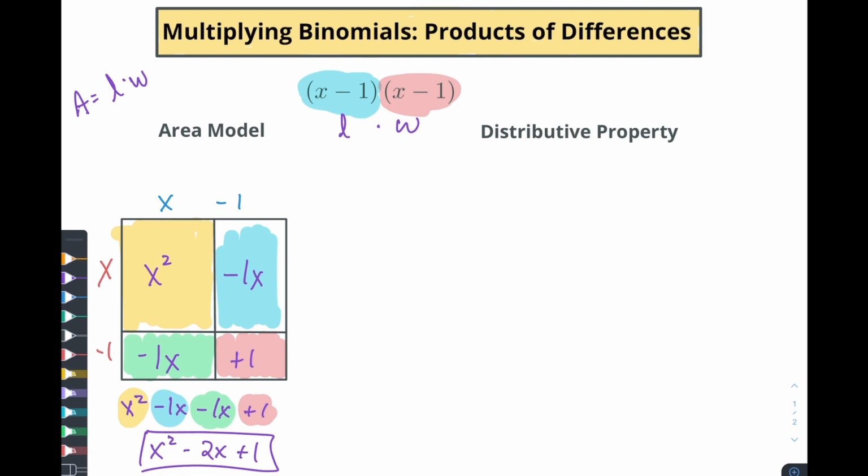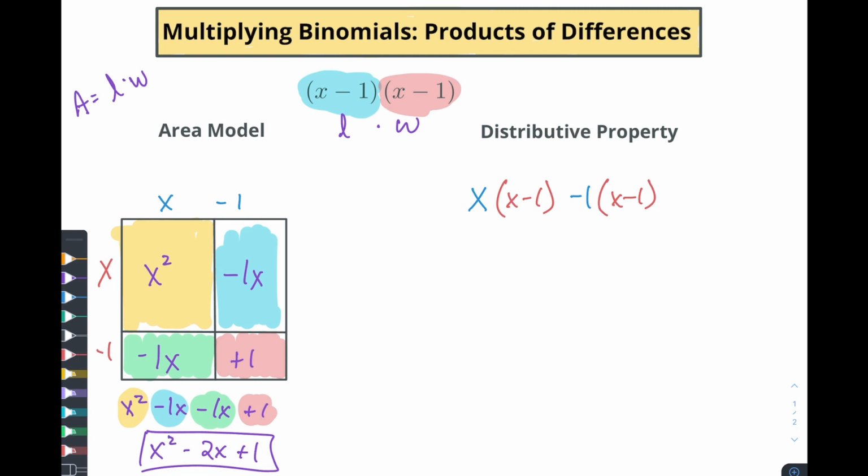We had talked about in previous videos, the distributive property is just when you break these parentheses apart into two separate pieces. So we're going to start by putting this blue x across this red x minus 1, and then our minus 1 over this red minus x minus 1 as well. So I'm going to start with x times x minus 1. And then I've got a minus 1 for my blue times x minus 1.